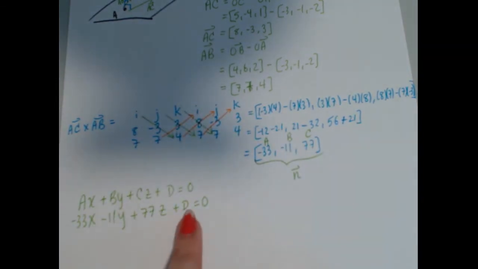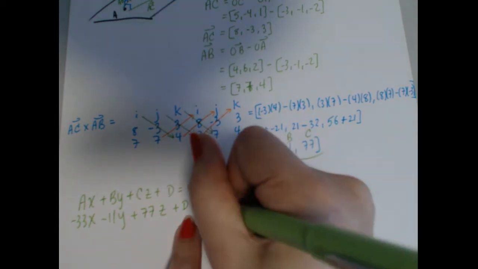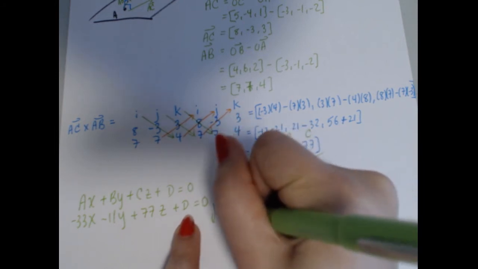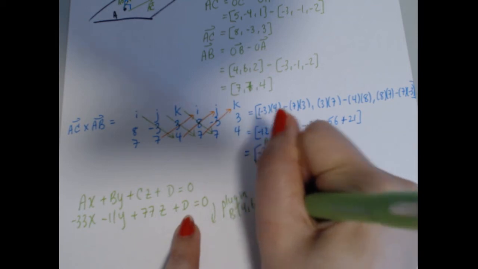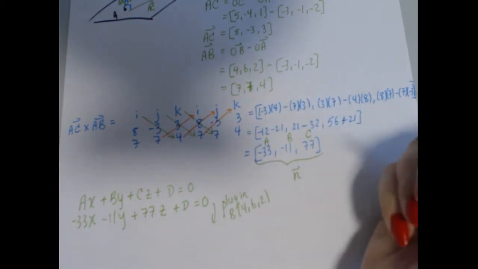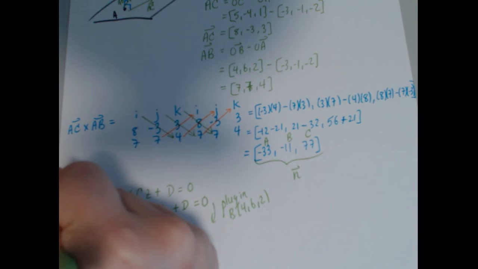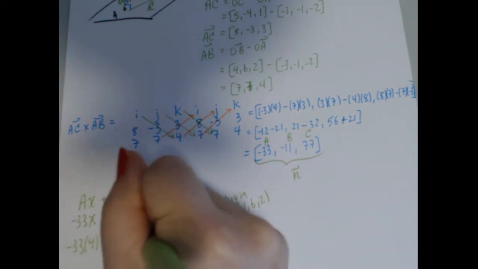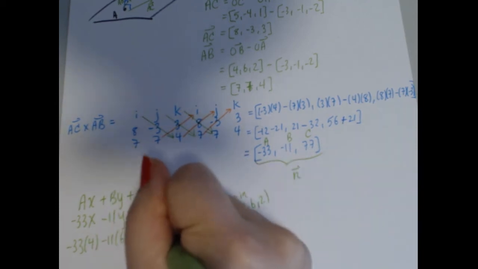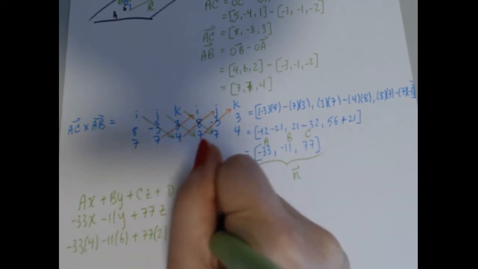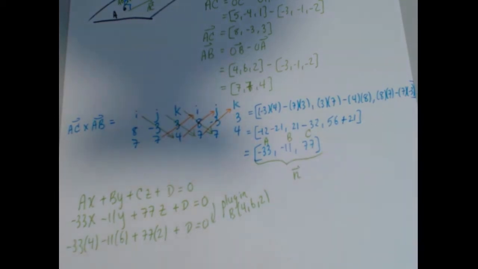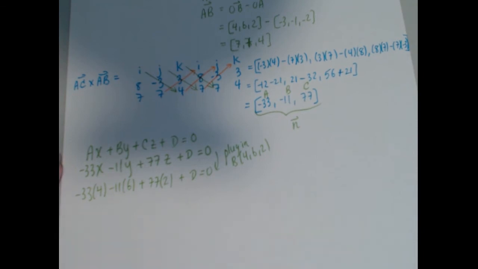Now last step, since I have to find D, I just need to plug in a point. And you can plug in whatever point you want. I'm just going to use B. So plug in B. B is 4, 6, 2. I just chose that because all the entries are positive. It's up to you. Minus 33 times 4 minus 11 times 6 plus 77 times 2. In retrospect, maybe I should have actually reduced this first. That would have made this calculation a bit easier, but well, we're here, so let's just go with it.